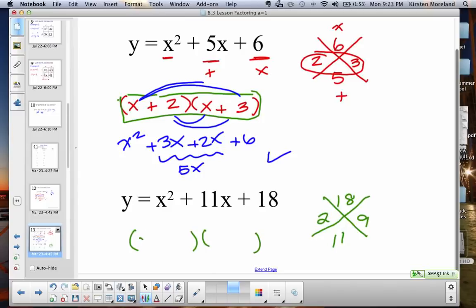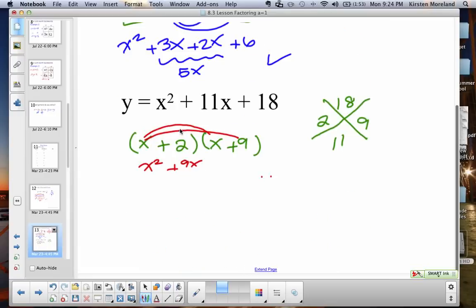X and x always come first, so x, x. And they're both positive factors, so it's plus 2. Plus 9, that's your factored form, but don't forget to check. X times x is x squared. X times 9 is 9x. Two times x is 2x. And 2 times 9 is 18. Check to see, my middle terms add to 11x, so I've done my factoring correctly.